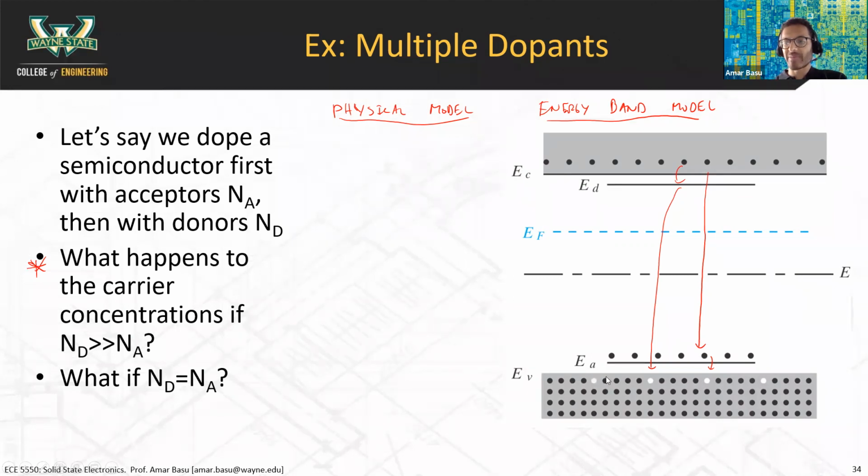And what happens to your holes then? They just go away. So you've effectively turned your p-type semiconductor. When you doped it with Na, you had a p-type semiconductor. Now by doping it with Nd, you've turned it back into an n-type semiconductor.